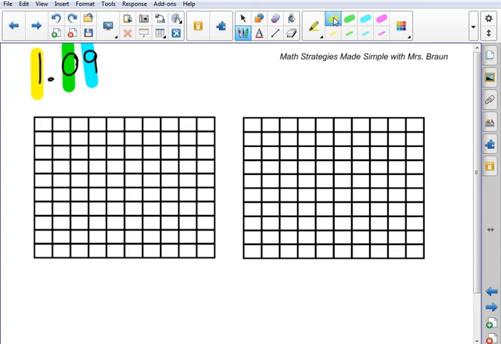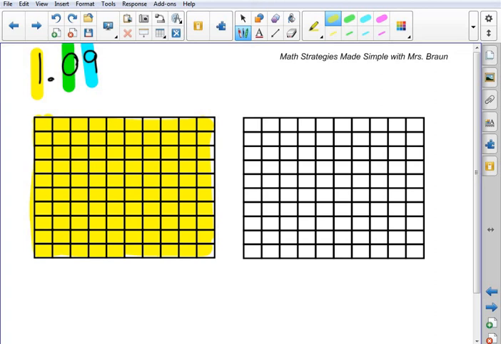So I'm going to shade in one whole. So I've got one whole here. If I had 2 wholes, I'd be shading in 2 of these boxes, or 3, so on and so forth. And then I've got 0 tenths, so I'm not going to shade in any.